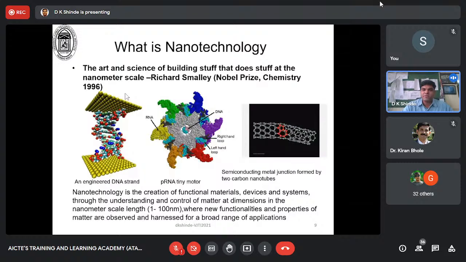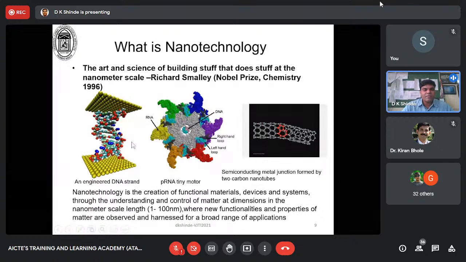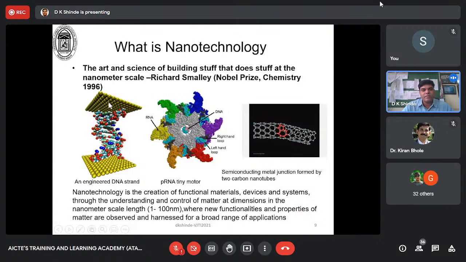That's the definition Richard Smalley gave, and a few examples we see here are from my molecular dynamics simulation in Material Studio. This is an engineered DNA strand, prepared by joining atoms with the help of molecular modeling at the nanoscale.